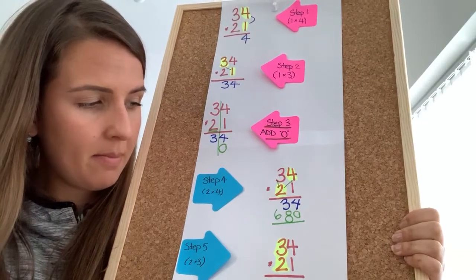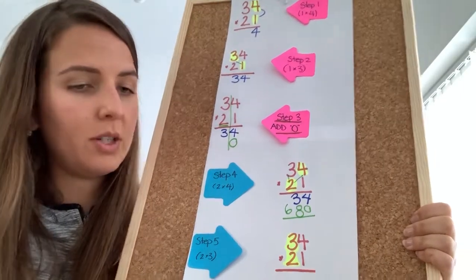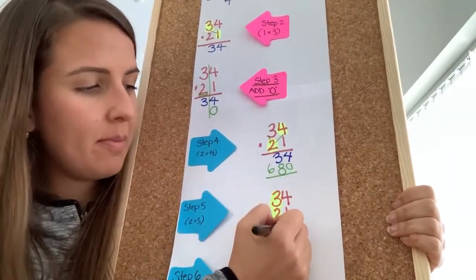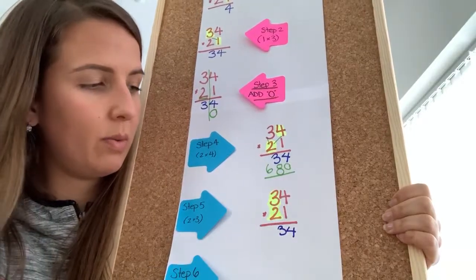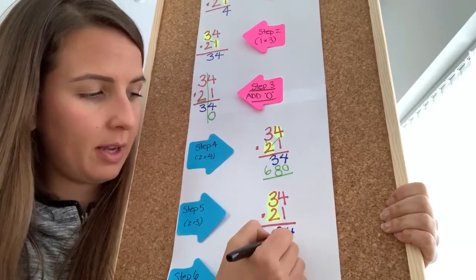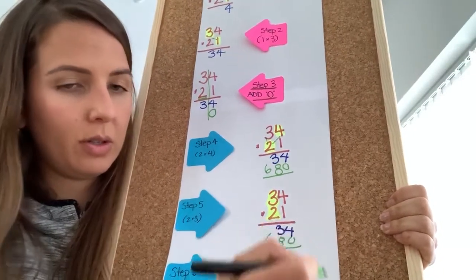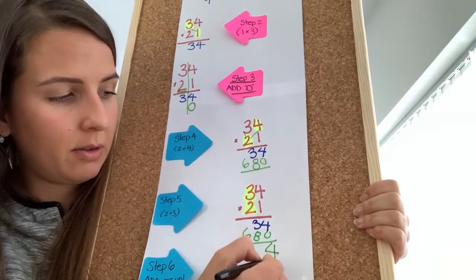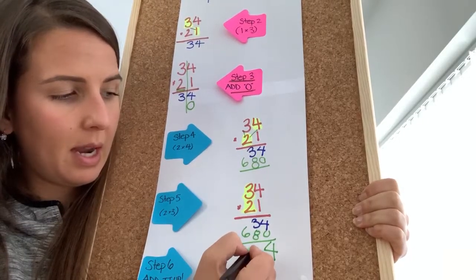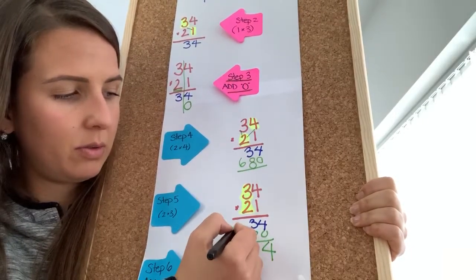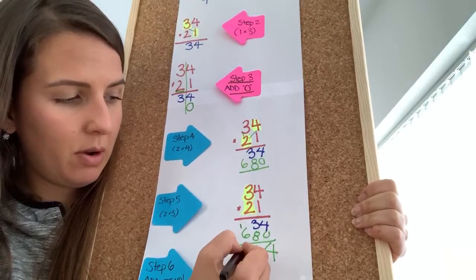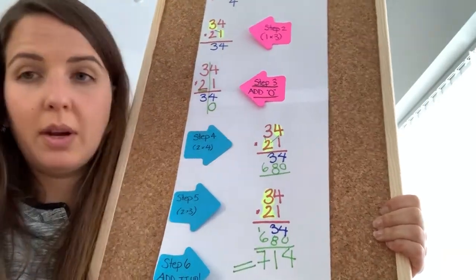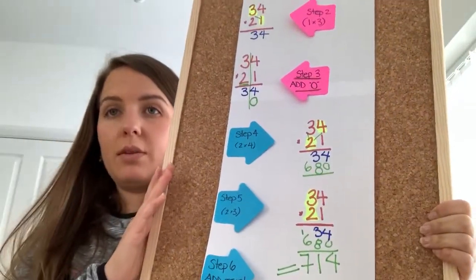So once we add them all together, oh, I jumped a step. So once we add them all together, we will have our final answer. So let's do that together. 4 plus 0 is 4. 3 plus 8 is 11. So we do that here. And 6 plus the 1 is 7. So our answer is 714.